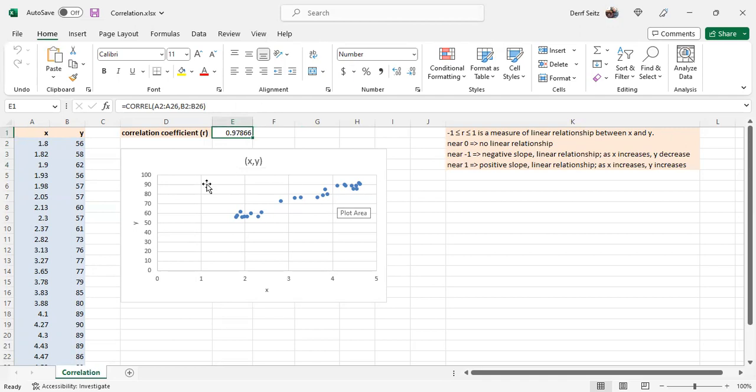And looking at the scatter plot that's created here, where each ordered pair appears as a point with the X coordinate and the Y coordinate positioning it, these points look like they're lined up on a line, not exactly, but very close. And it's a positive slope rising from left to right. As the X's increase, the Y's increase.